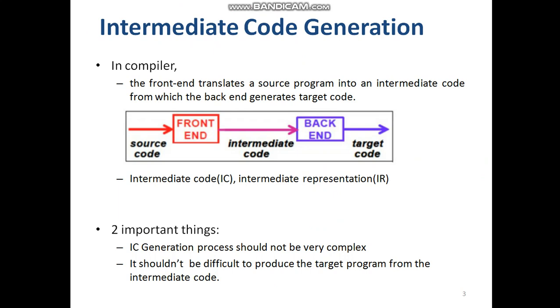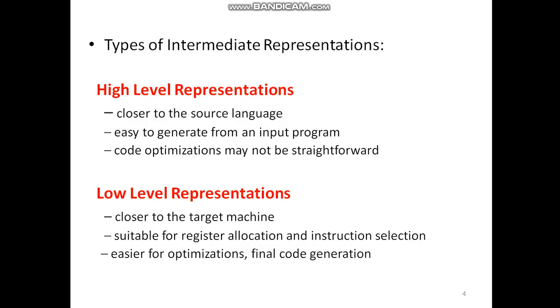The two important things which should be kept in mind while designing an intermediate code are: the IC generation process should not be very complex, and it should not be difficult to produce the target code from the intermediate code. So we have different types of intermediate representation. The first one is high level representation and the second one is low level representation.